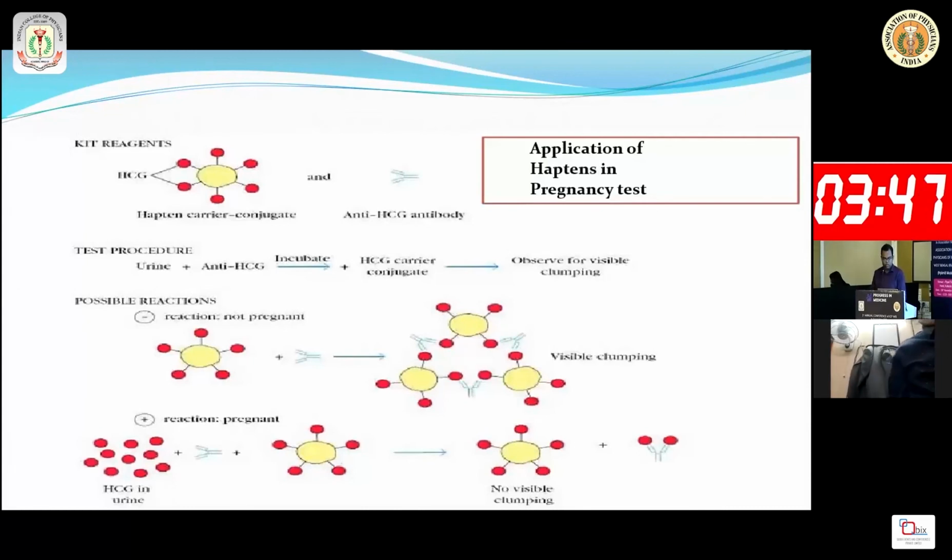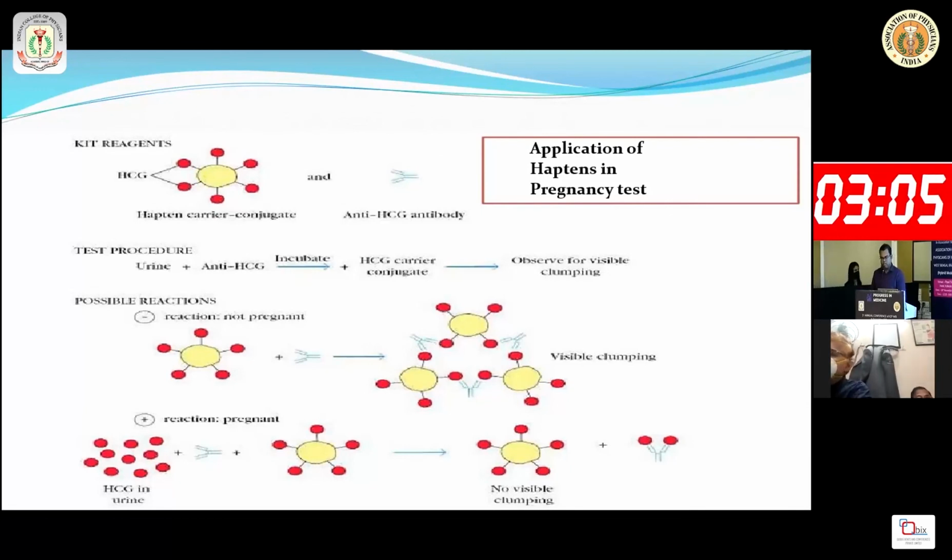Now, coming to the application of haptens in pregnancy test, we have to collect the urine from a mother and anti-HCG antibody is added and incubated. Then we have to add HCG carrier conjugate, and we have to observe for any visible clumping. What are the possible reactions? When a mother is not pregnant, the anti-HCG antibody binds to the HCG carrier conjugate and visible clumping is observed. But when the urine of a mother contains HCG, the anti-HCG antibody binds to the HCG in urine and no visible clumping is observed.